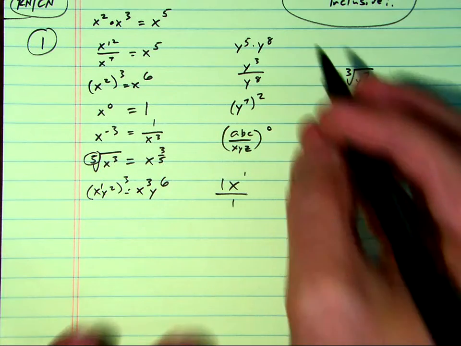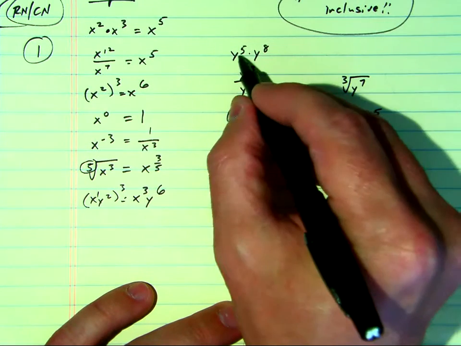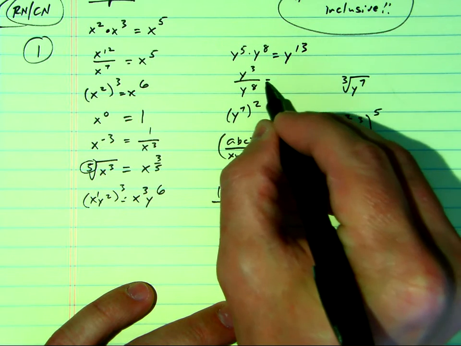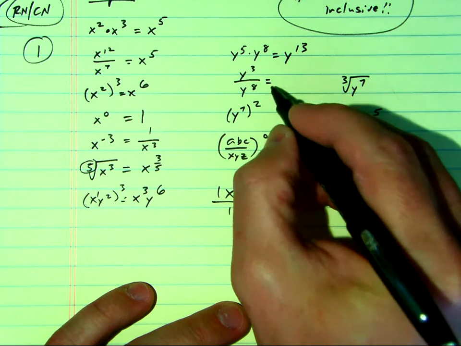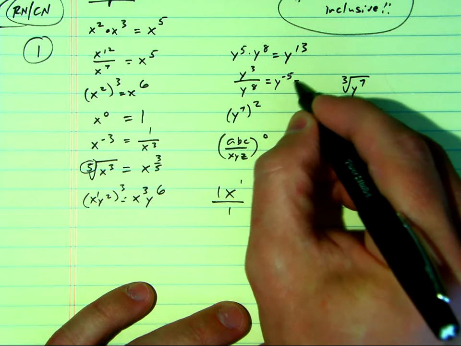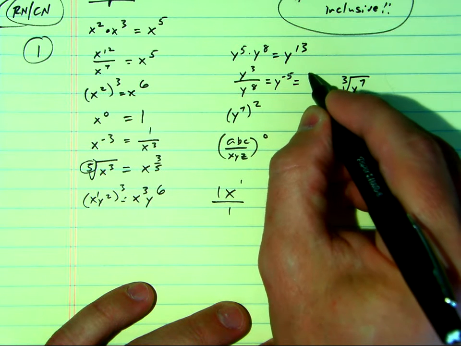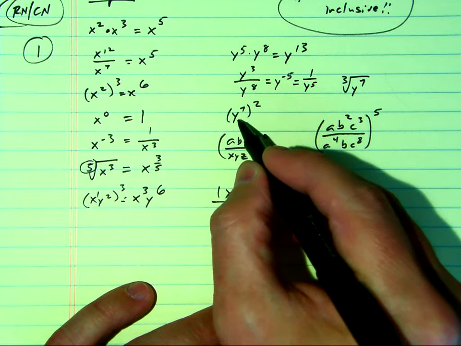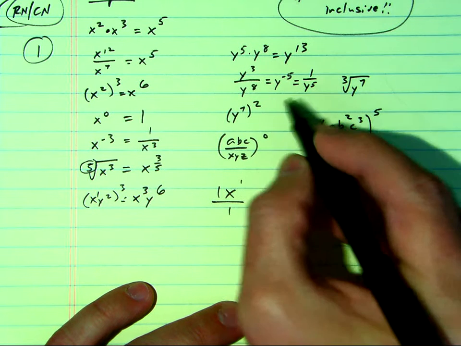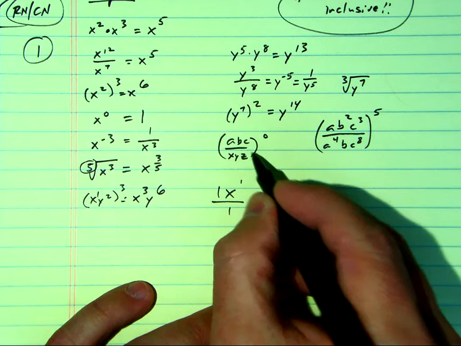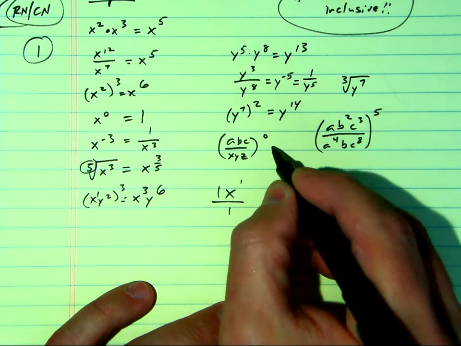No. Anyway. Okay, everybody shout it out. What's y to the 5th times y to the 8th? Y to the 13th. What's this one? Y to the negative 5, which means I can also write it as what? 1 over y to the 5th. How about y to the 7th, all of that to the 2nd power? Good. How about ABC over XYZ, all of that to the 0 power? 1.